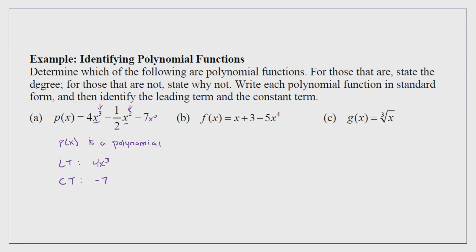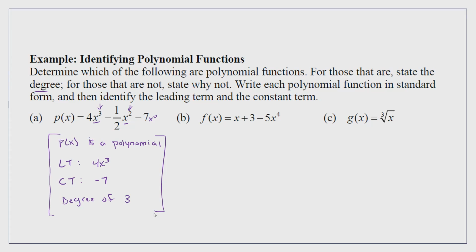All right. We also need to state the degree. In reviewing our directions here, the degree of this polynomial is going to be a degree of 3. So that's our answer for A. Let's do B. F of x equals x plus 3 minus 5x to the 4th.